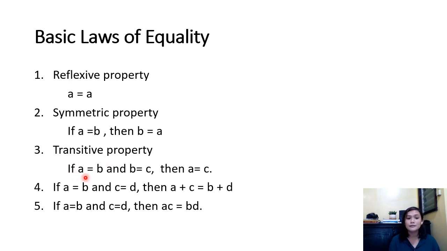Now, we will have the transitive property. So if you have A is equal to B, and then you have B is equal to C, therefore A and C are equal. So then, A is equal to C. So if A is equal to B, and C is equal to D, then if you add them, A plus C is equal to B plus D, because A and B are equal, and C and D are equal. Right? Now, if we have A is equal to B and C is equal to D, then AC is equal to BD.